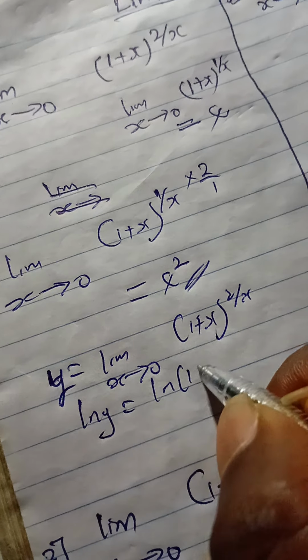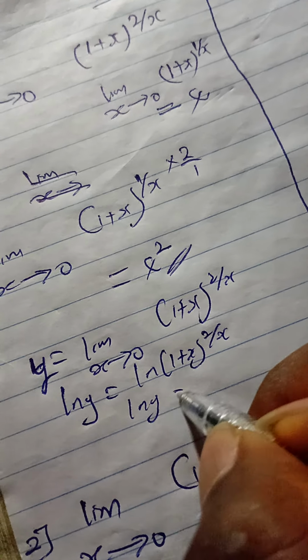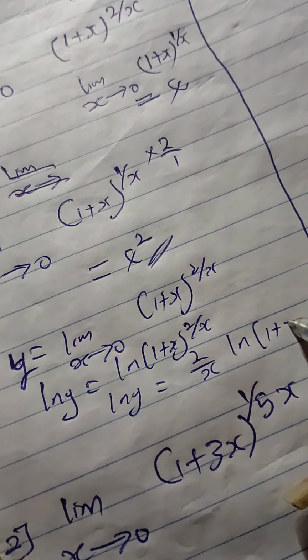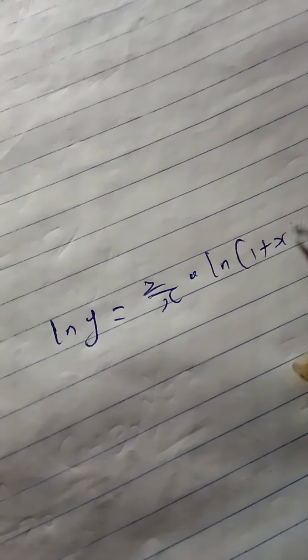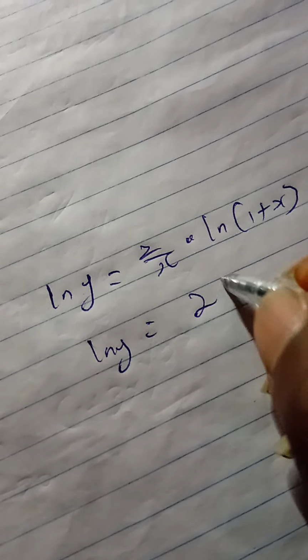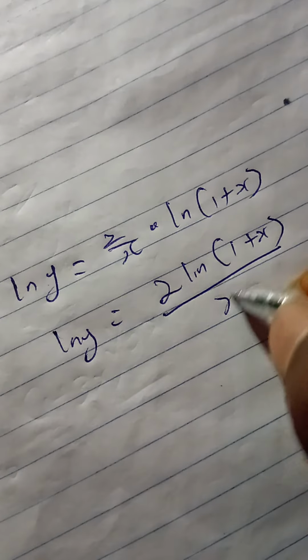ln of (1 + x) raised to the power 2 over x. So you have ln y equals 2 over x times ln(1 + x). So we stop at ln y equals 2 over x multiplied by ln(1 + x). So we can conclude that ln y equals 2 ln(1 + x) over x. Is that clear?